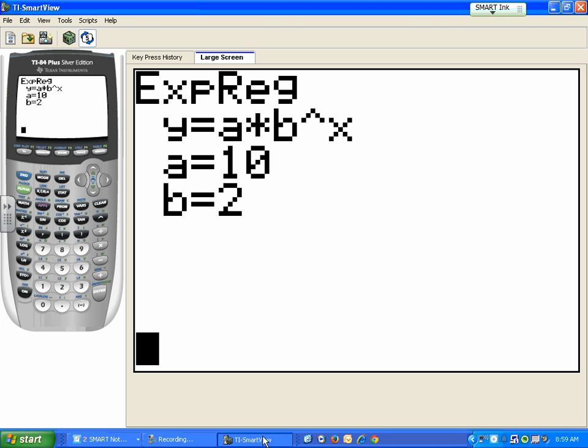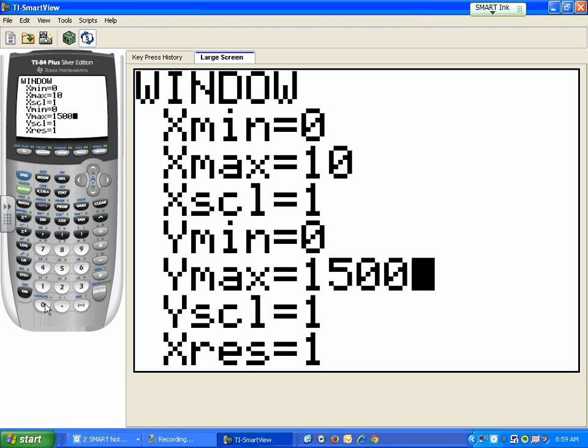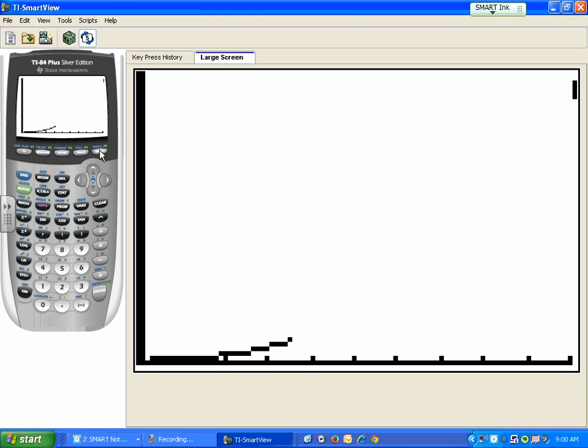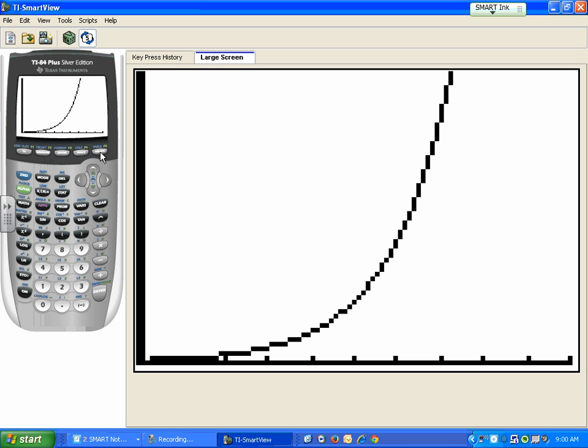We can get a general idea of our graph, but we're going to adjust the window a little bit. We go from 0 to 10 for x, and 0 to, say, 1500 for the maximum for the y value. What did you put for the window? 0 to 10, 0 to 1500. And so that's in general what our graph should look like.